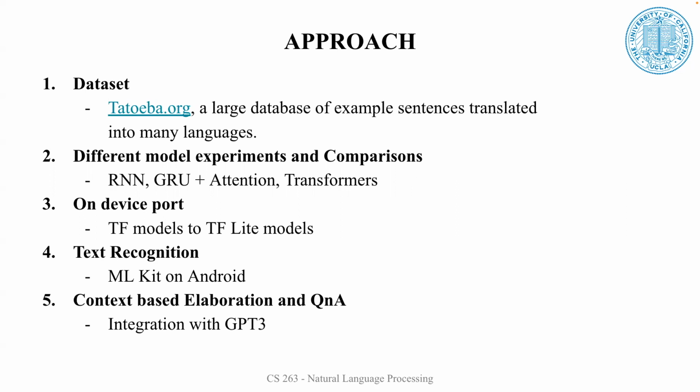And the fourth one is text recognition. It's the phone camera, which recognizes the text. We're using ML Kit on Android to recognize text. Once the text is recognized, we're going to convert that text into target language text, and we're going to answer the Q&A or elaborate on the scanned text. And that is the fifth component. We are going to use GPT-3 for elaboration and Q&A.